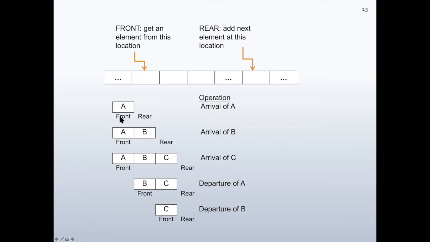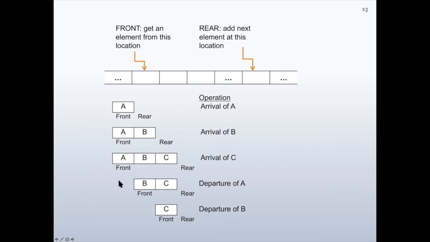Suppose that initially the queue is empty and there is arrival of A. A is inserted at the position where rear shows, and rear is incremented by 1 to show the next position. By the arrival of B, B is inserted at the position shown by rear, and rear is incremented to show the next position. By the arrival of C, C is inserted and rear is incremented to show the next position.